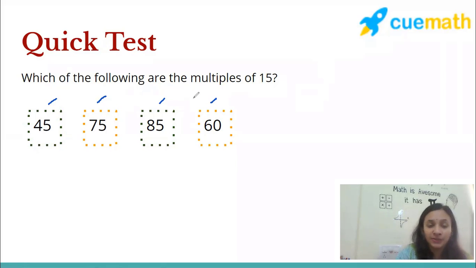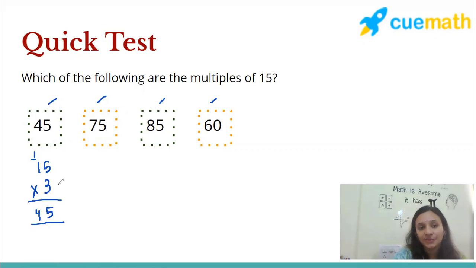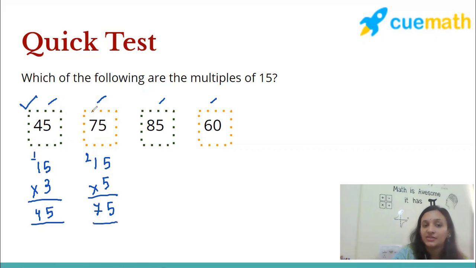All right. So we'll see 45. If you take 15 and multiply it by 3, 3 fives are 15, 1 carried forward, plus 1 is 4. So 45. So it does come in the multiplication table of 15, so this is a multiple of 15. 75: if you do 15 times 5, 5 fives are 25, 2 carried forward, 5 ones are 5 plus 2, 7. So yes, this also is a multiple of 15.